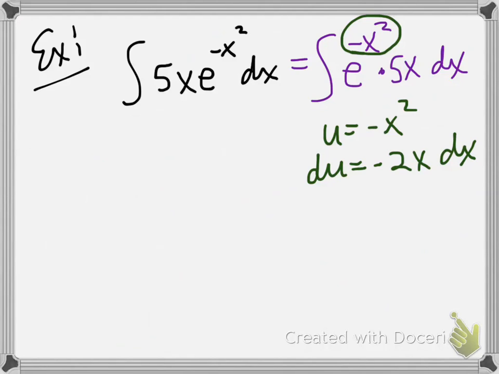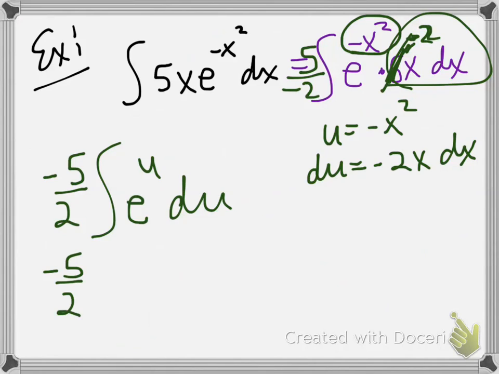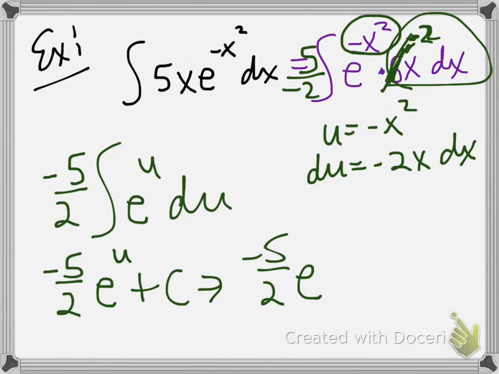So if you look at this problem, we have a 5 here that we don't need, so I'm going to bring the 5 out. And then we need to put a negative 2 in right in here. We need a negative 2 to be right in there. So it would be negative 2x dx. So we're going to divide by negative 2 to balance the fact that we put a negative 2 in the problem. So if you were to rewrite this, I would have negative 5 over 2 integral e to the u, and then all of this will become my du. Negative 5 halves, e to the u becomes e to the u when you integrate it, plus c. So negative 5 halves e to the negative x squared plus c.